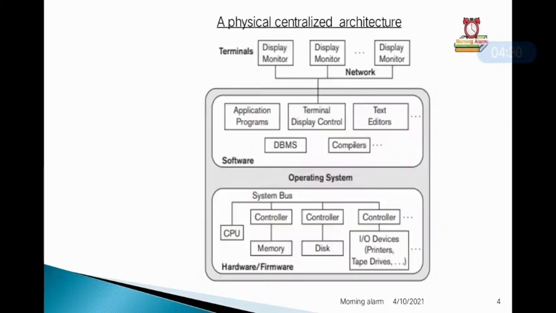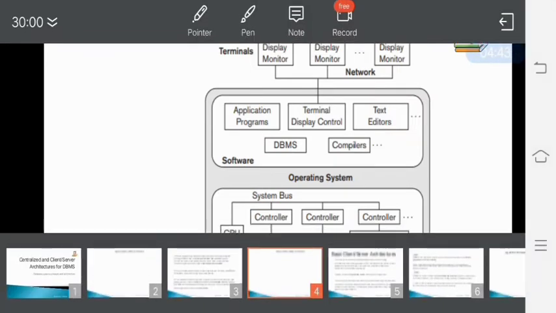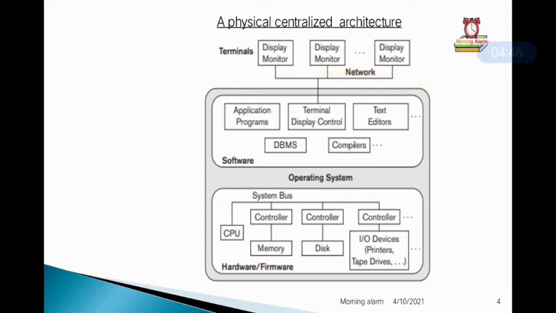So let's see it in the form of a diagram. A physical centralized architecture. As you can see in the diagram, the terminals are display monitors, and the operating system consists of system software and hardware. These are connected to different display terminals, and the display information and control was passed to these terminals. This is called the centralized system architecture.